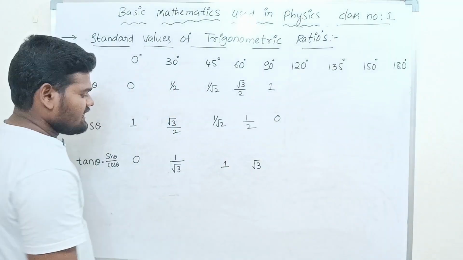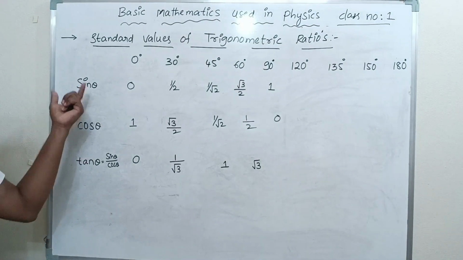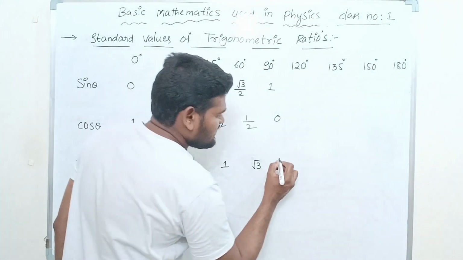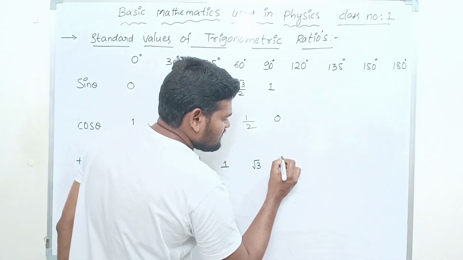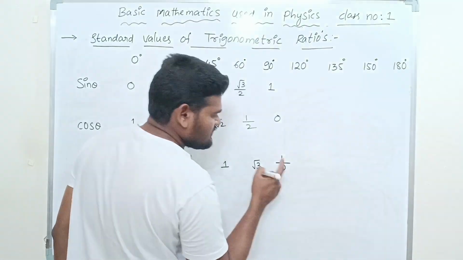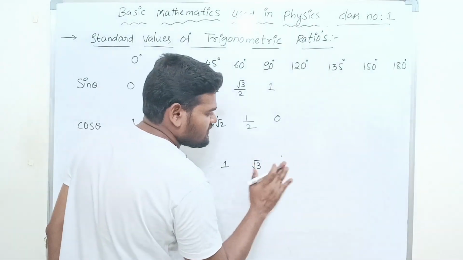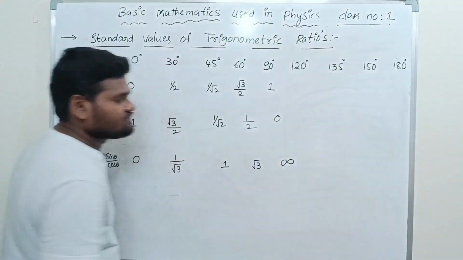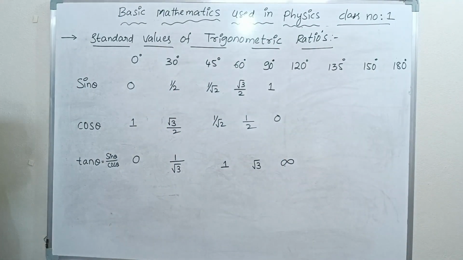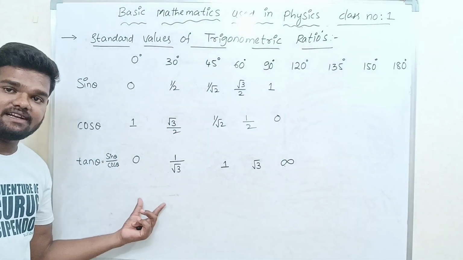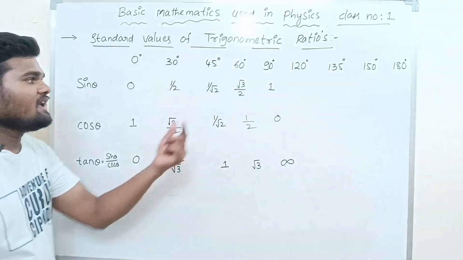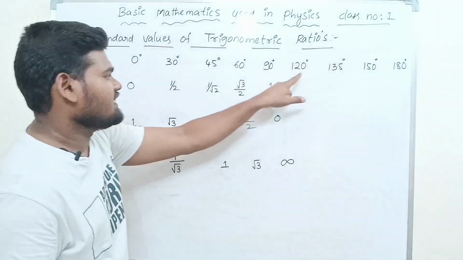Next, tan 90. Tan 90 is nothing but what? Sin 90 divided by cos 90. What is sin 90? Sin 90 is 1. Cos 90 is 0. Something by 0 is nothing but what? Infinite. Is this clear? Any doubts? Okay. Let's write for sin 120.